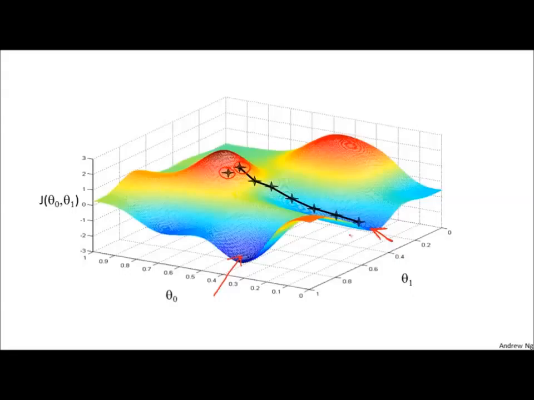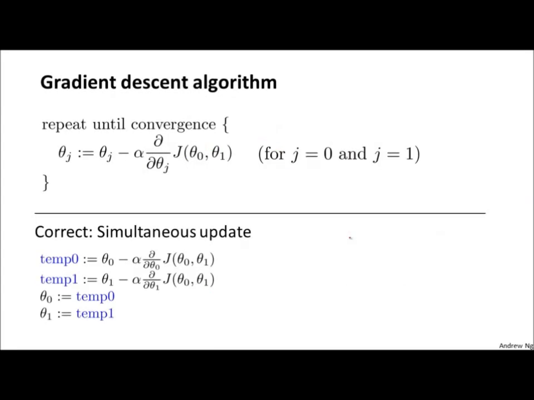So that's the intuition in pictures. Let's look at the math. This is the definition of the gradient descent algorithm. We're going to repeatedly do this until convergence. We're going to update the parameter theta j by taking theta j and subtracting from it alpha times this term over here. Okay, so let's see.